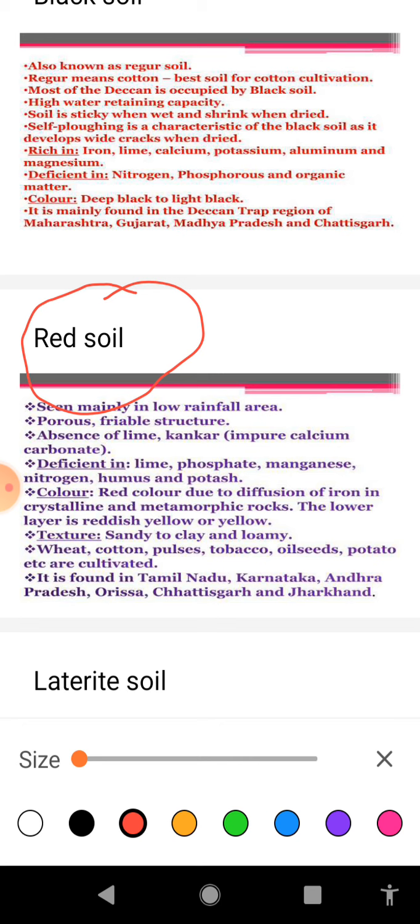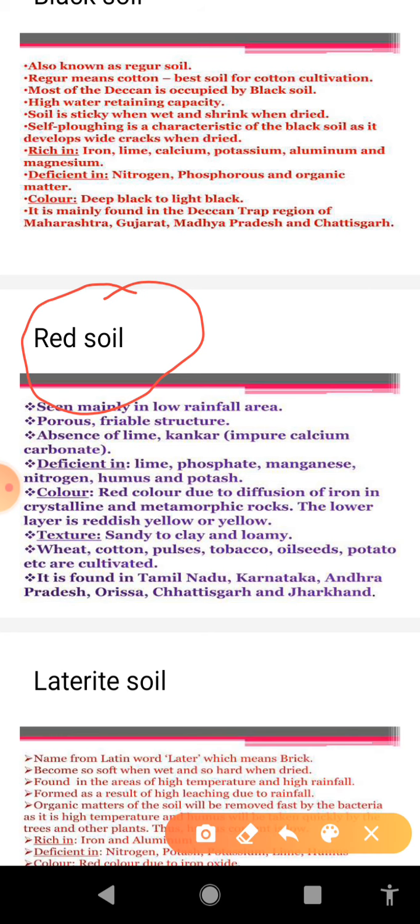This variety of soil is rich in iron content but it is deficient in phosphorus, nitrogen, humus, and lime. This variety of soil is coarse grained, porous, and it is ideal for cultivation of wheat, rice, cotton, pulses, and sugar cane.